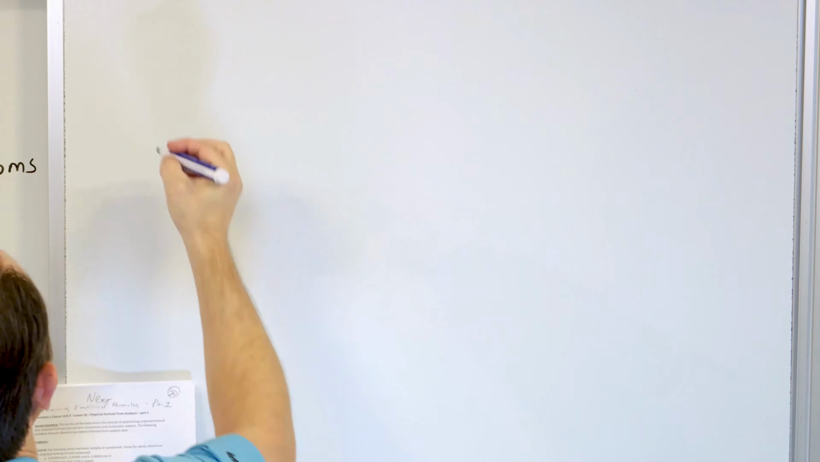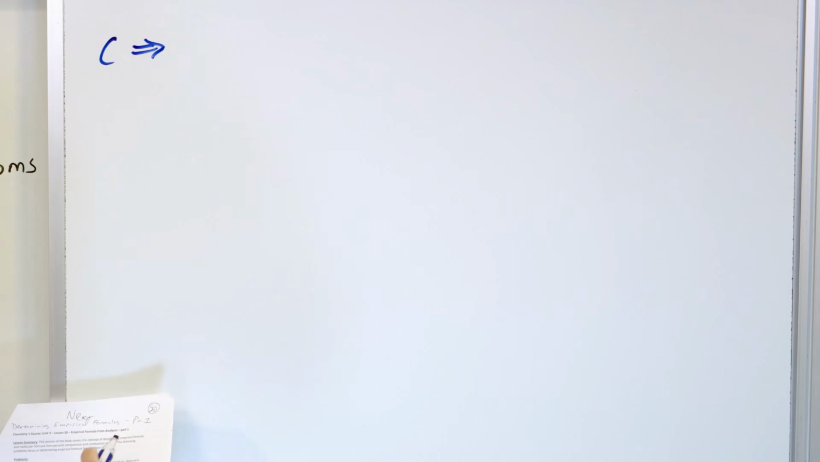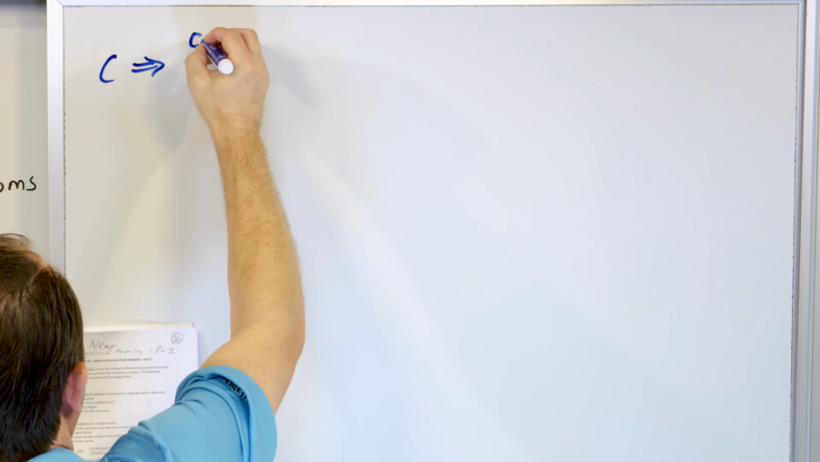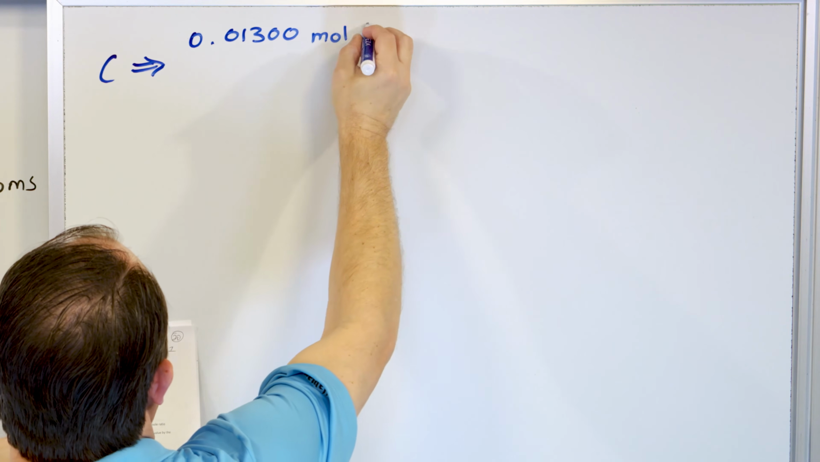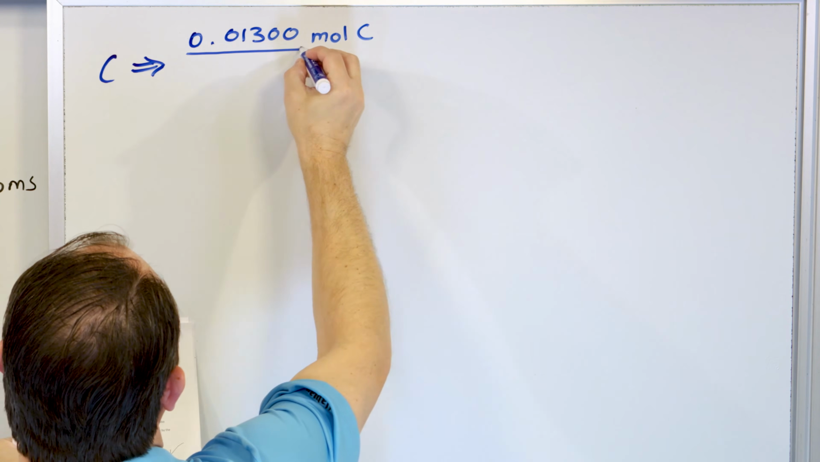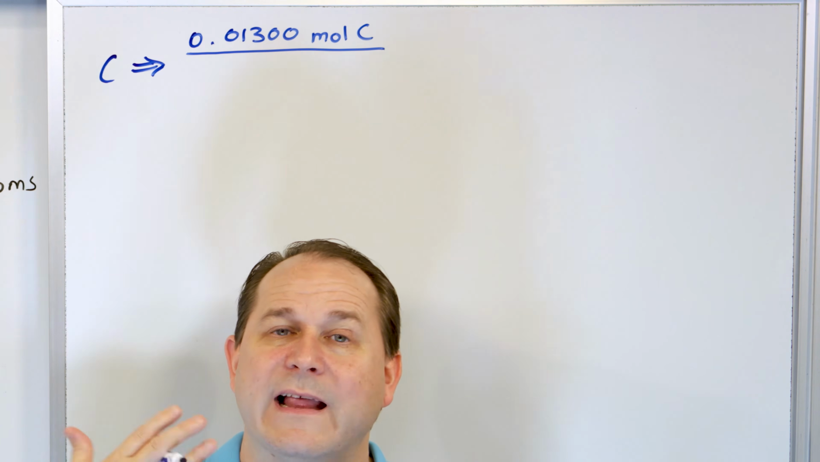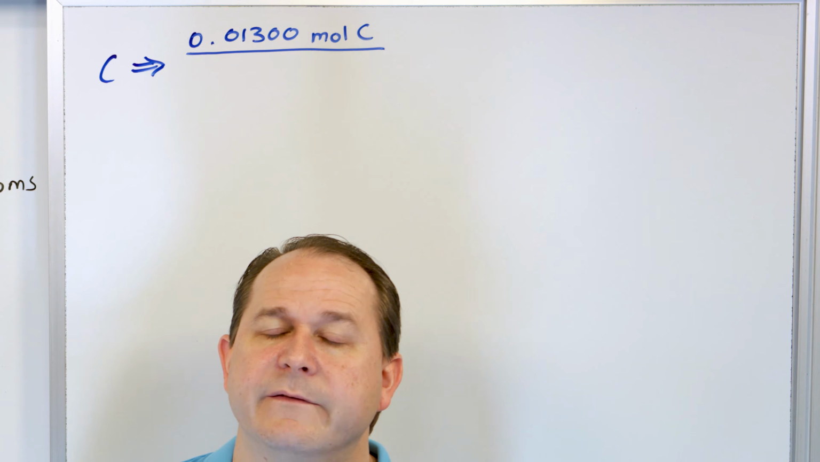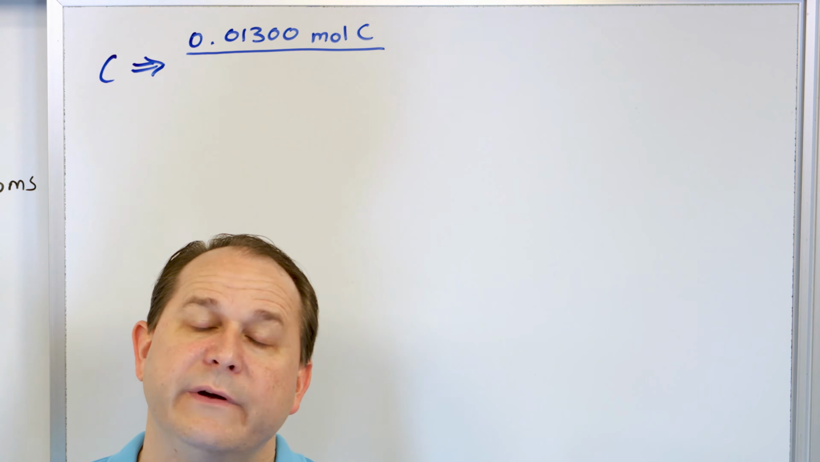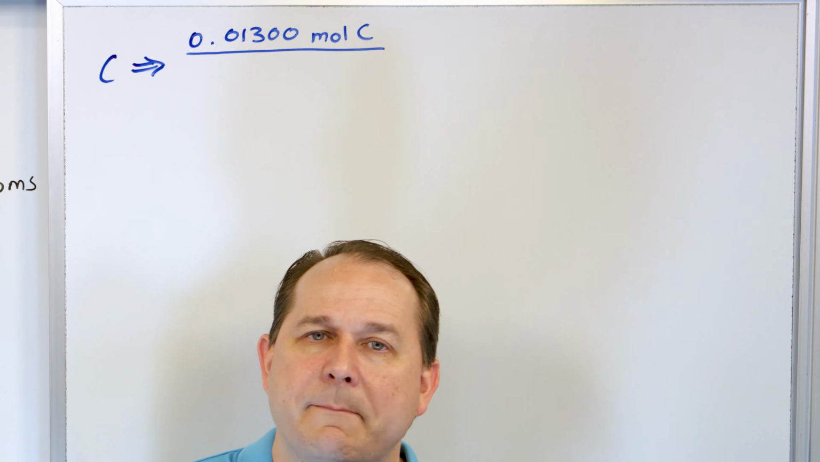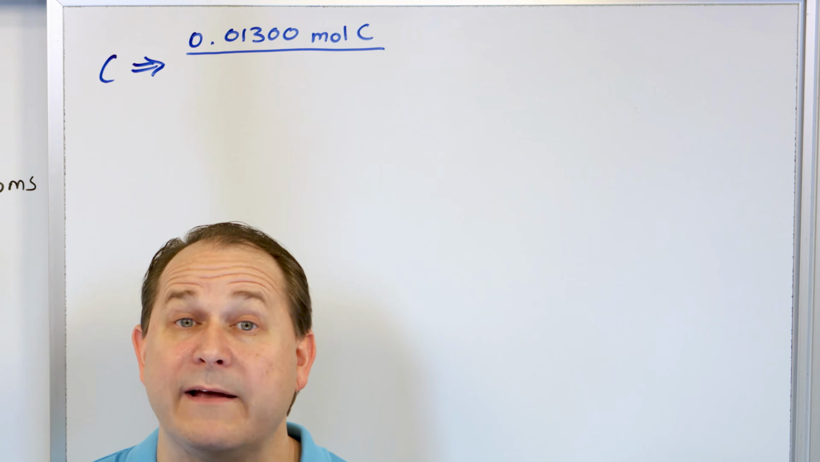Well, we're first going to find the subscript for carbon. So for carbon, we are given in the problem statement 0.01300. I'm going to write moles of carbon so you know what it is. We need to divide that by something. Why? Because a ratio is like a fraction. It's like division of two things, and so we need to compare it to something. What we're going to do is compare it to whatever substance is the smallest amount that we have in our problem.